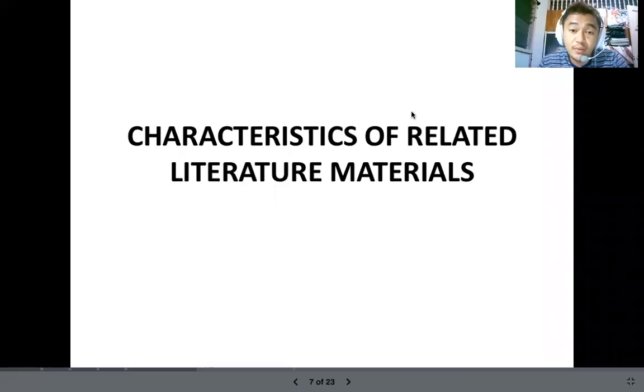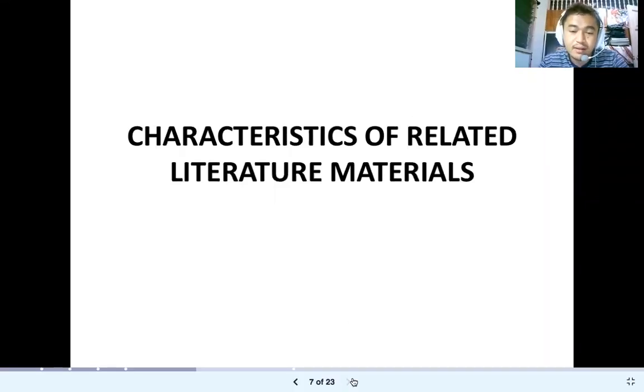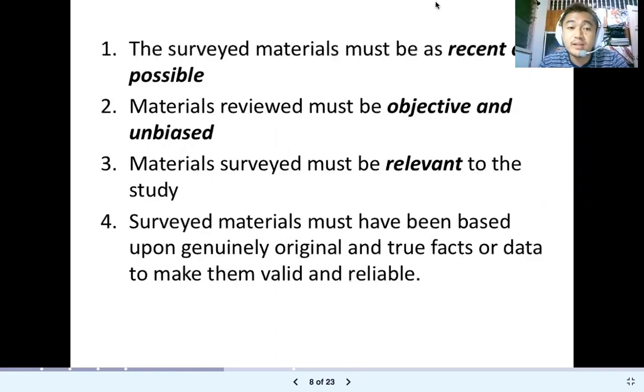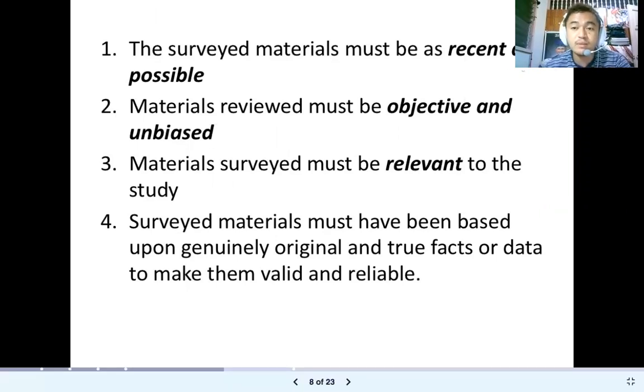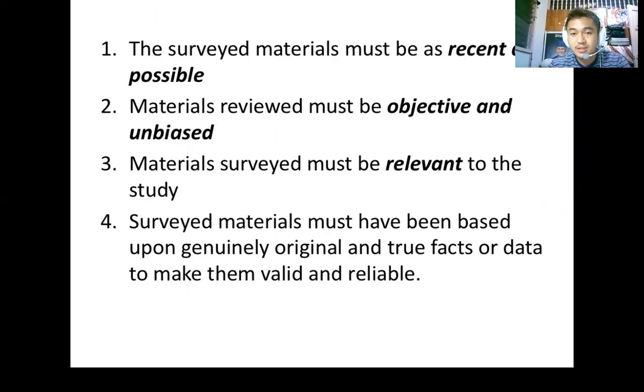Now, these are the characteristics of related literature materials. Number one, the survey materials must be as recent as possible, which means when you gather your information that was anchored or extracted from your review of related literature, then the tool that you're going to use should be updated. Number two, materials reviewed must be objective and unbiased, which means if you get the data from different sources, it must not really be biased at all, which means it does not give any sides. It is not in favor of something or someone.